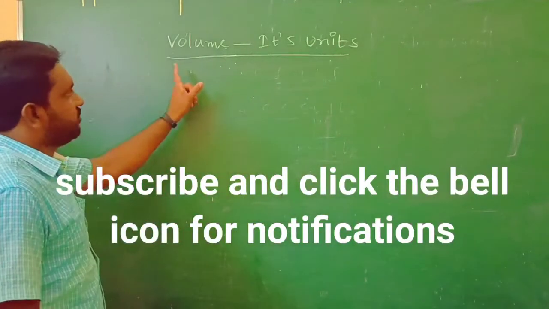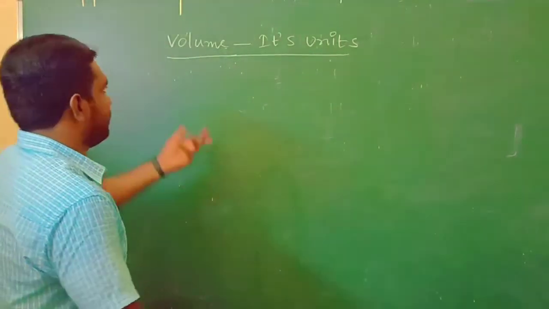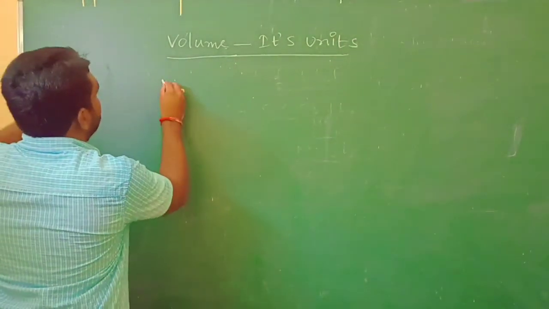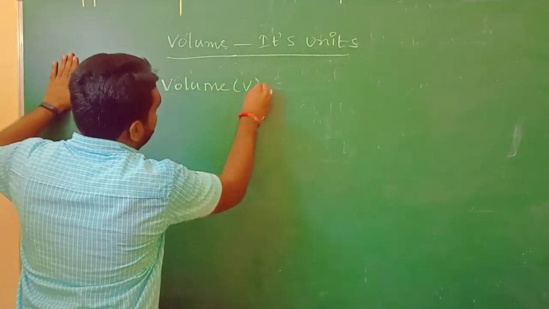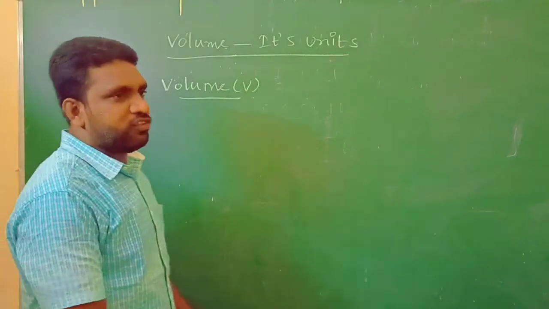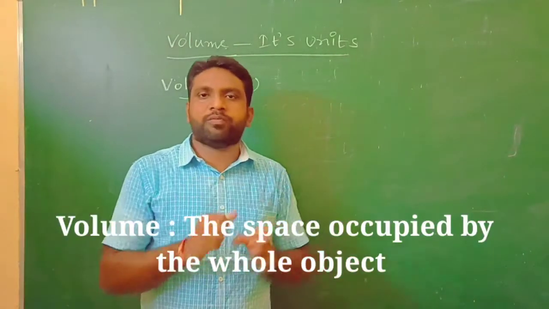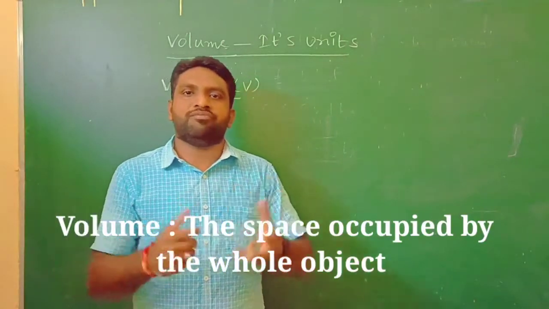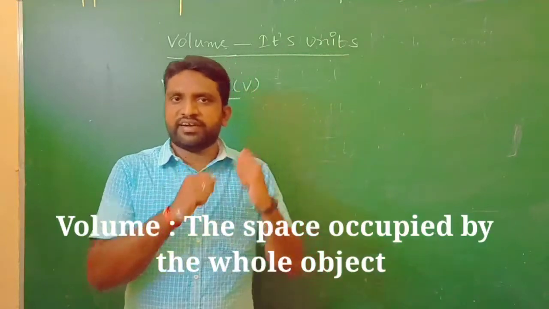So today's topic is volume and its units. First we need to know what is meant by volume. Volume means the space occupied by any object. That means whole object, whole body. So it is related to three dimensions.